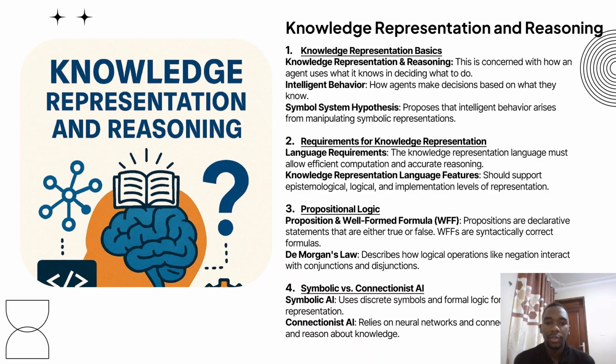Three, propositional logic. Now, propositions and well-formed formulas. Propositions are declarative statements that are true or false. Well-formed formulas are syntactically correct formulas. De Morgan's law describes how logical operations like negations interact with conjunctions and disjunctions. Symbolic versus connectionist AI. Now, symbolic AI uses discrete symbols and formal logic for knowledge representation, while connectionist AI relies on neural networks and connections to represent and reason about knowledge.